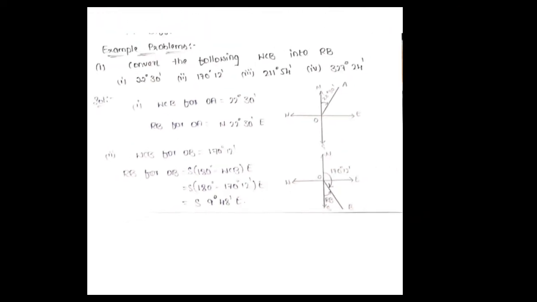Whereas coming to the third one, 211 degrees 54 minutes, how is it calculated? For this one also, first consider a coordinate system and observe the line with WCB 211 degrees 54 minutes, which is in the third quadrant. We draw a line in the third quadrant, which indicates OC, and its whole circle bearing angle is 211 degrees 54 minutes.